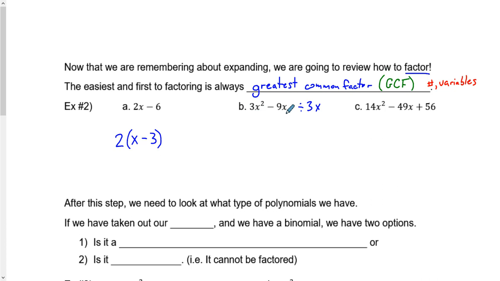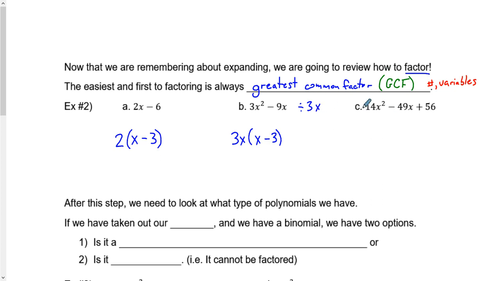So if I'm going to divide them both by 3x, I just write my 3x out in front. 3x squared divided by 3x would be x. -9x divided by 3 would be -3. Yes, this is completely a coincidence that those are the same. But our answer is fully done.